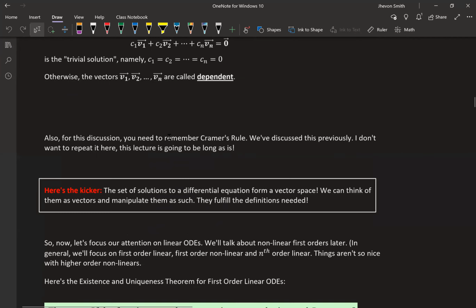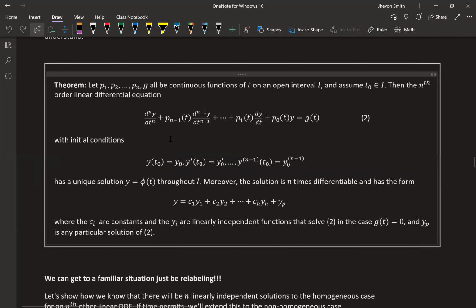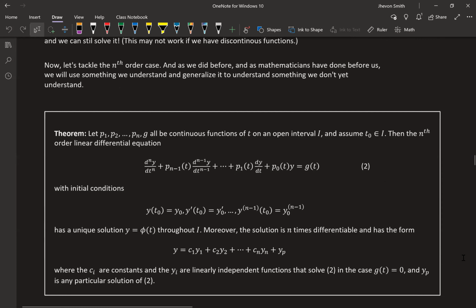Okay, so hold on. Hold on. There might be some tweaking necessary. Here is the existence and uniqueness theorem for nth order linear. Okay, now look at that very closely. Take a picture. I'll give you 5 seconds. 5, 4, 3, 2, 1.